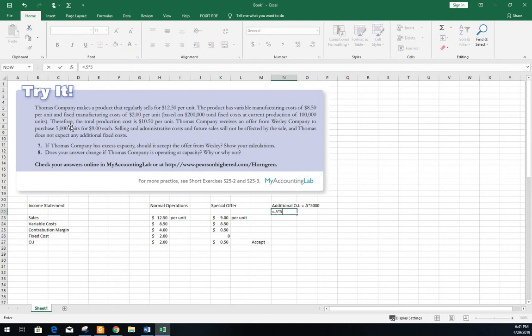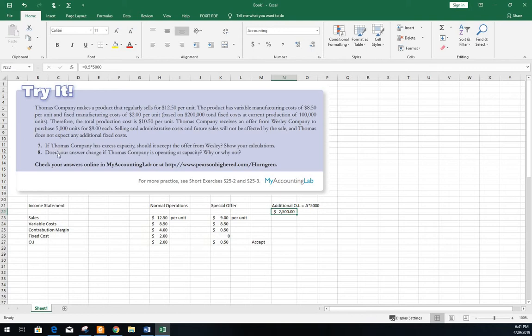0.5 times 5,000, and that means we would make an additional $2,500 in operating income. So that's why we would accept it. It's positive 50 cents per unit. So that's an accept.